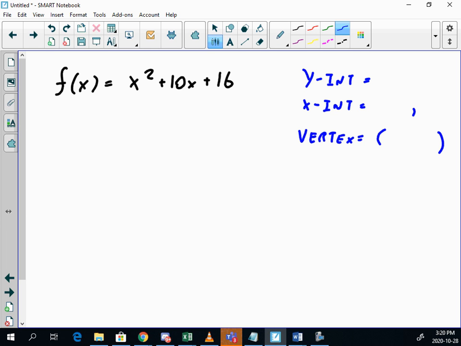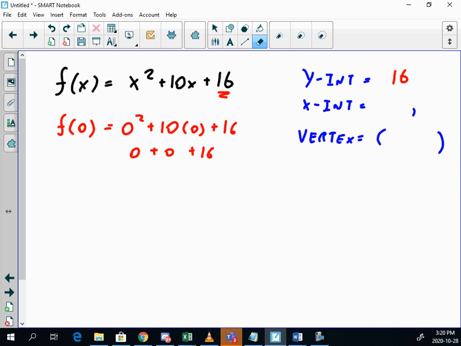Now, the easiest thing to find is the y-intercept. The y-intercept is just 16, the c value. We get y when x is 0, so if I do f of 0, I have 0 squared plus 10 times 0 plus 16, which is just 0 plus 0 plus 16, which is 16. So that's how I find that y-intercept.